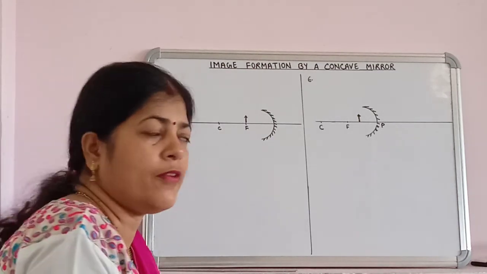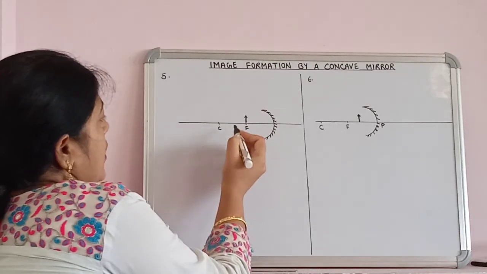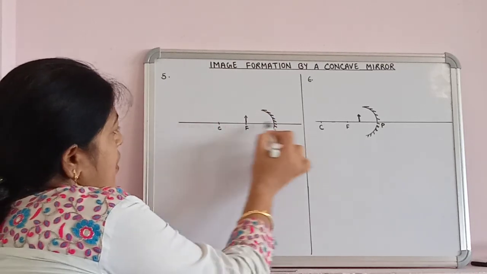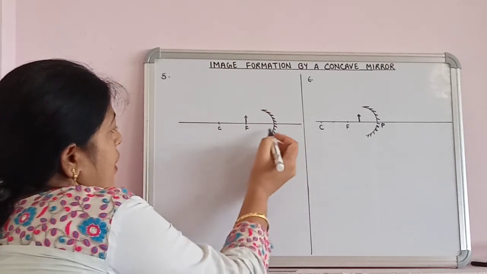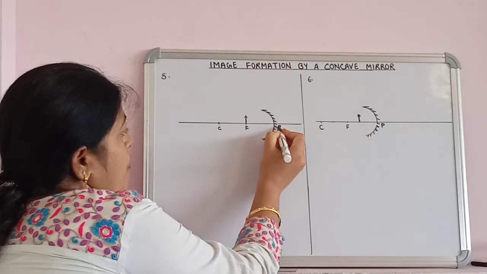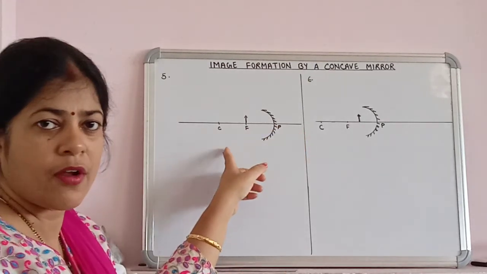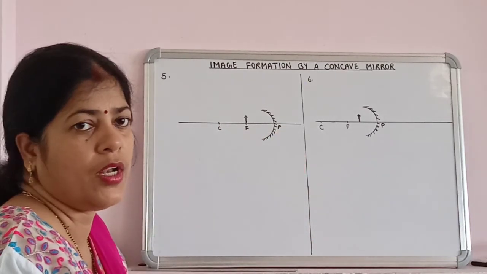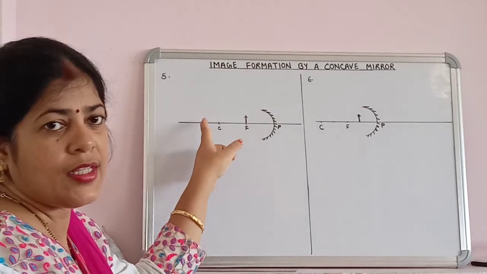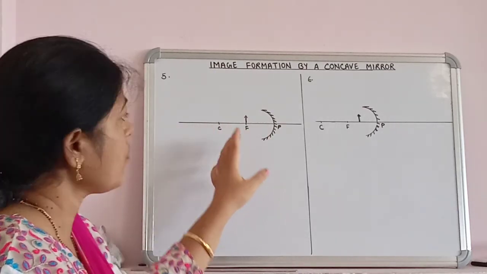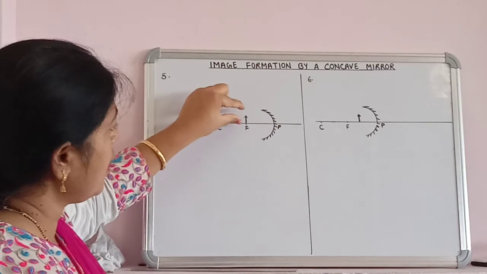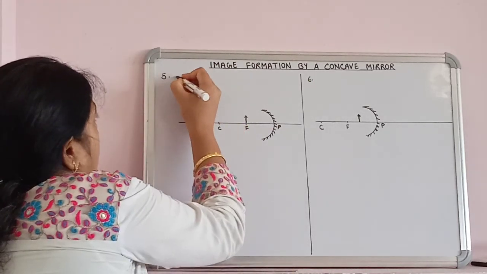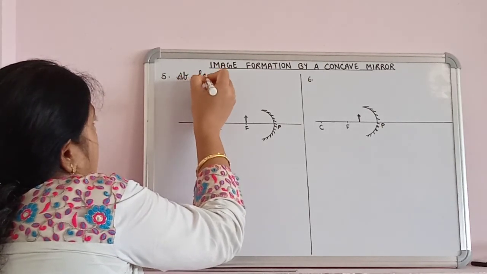Now we have the fifth case. You can see here, this is a concave mirror, the principal axis, and we have taken the points C, F and P over here. C is the center of curvature, F is the focus and P is the pole. F is exactly between the C and P points. Now, in the fifth case, the object is kept here at the focus. So, it is at focus.